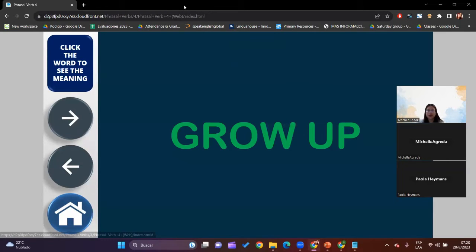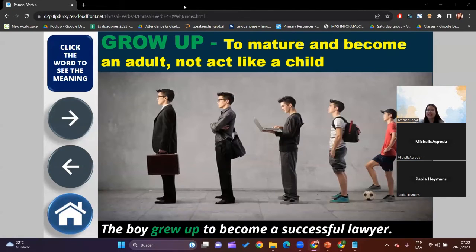Synonyms of grow? Because grow is the verb, right? Grow. Crecer. So we can say expand, for example. It's a synonym. We can say evolve. And also to rise. They are synonyms. Yes. Okay. But yes, that is to grow up, as you say. But in this case, to mature, to become an adult and not act like a child anymore. Yes, that would be to grow up.